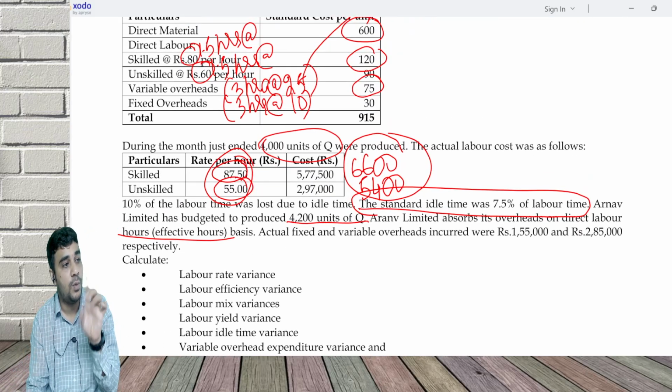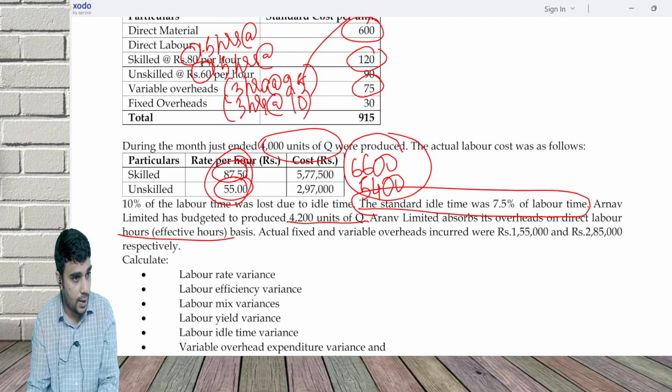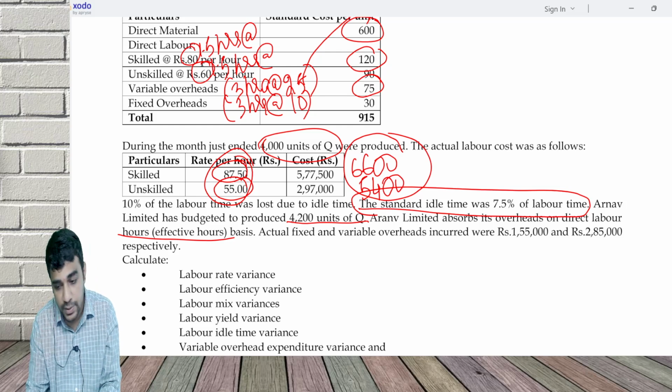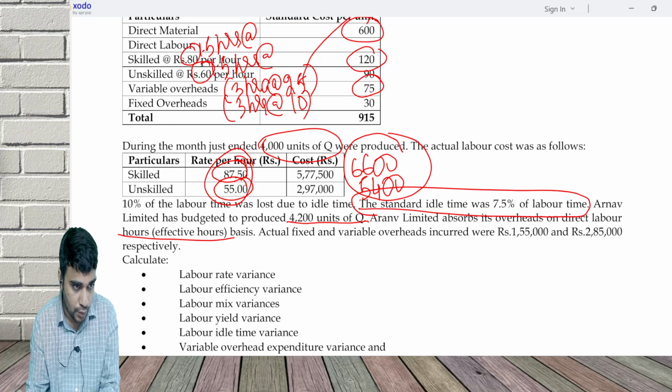1 unit is equal to 1.5 hours. 4,000 units is equal to how much? Nothing for you to note down. Be in listen mode. If you have doubts, let me know, because you will spend time on doing calculation, which I don't want to do.